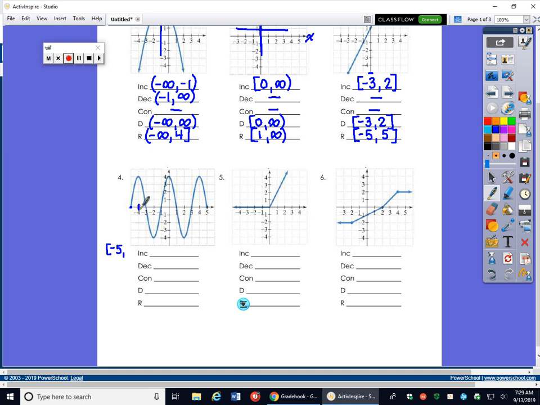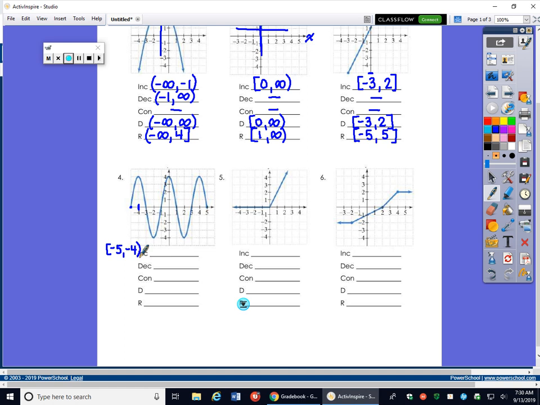Remember, you're using the x values, not the y values. So don't even look at the x-axis numbers. Don't look at these right now. Look at only the x values. Those should be what you're looking at. Okay, so negative 5 to negative 4, and we're going to use a parenthesis because that's a change of direction.